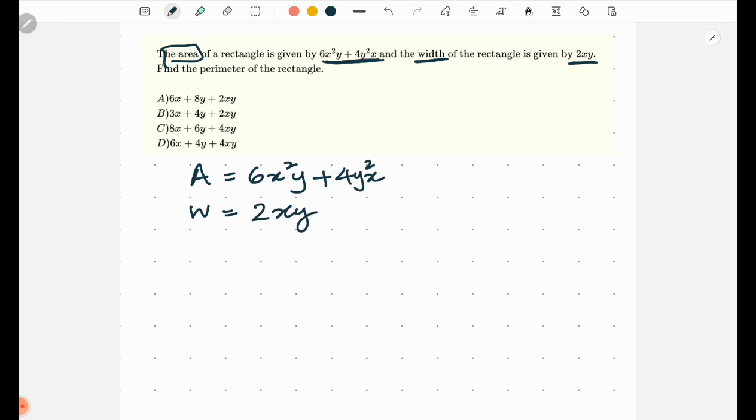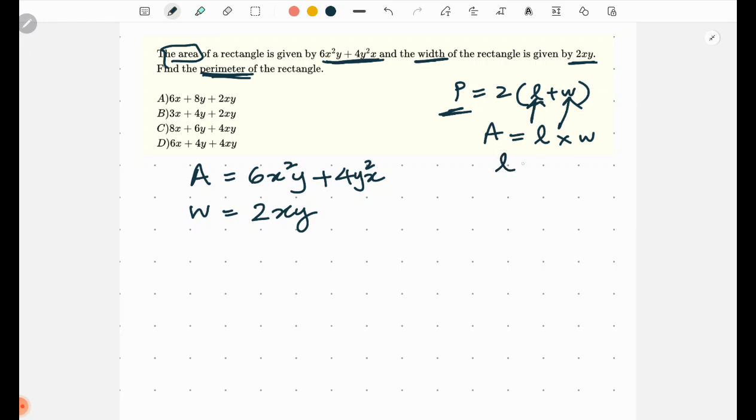What is the question asking for? It's asking for the perimeter. We know perimeter is 2 into (L plus W). W is already given, L is not given. If we find L, then we can substitute L and W here and simplify to get P. So the basic aim now is to find L. How do we find L? For that we use the formula for area, A is equal to L into W.